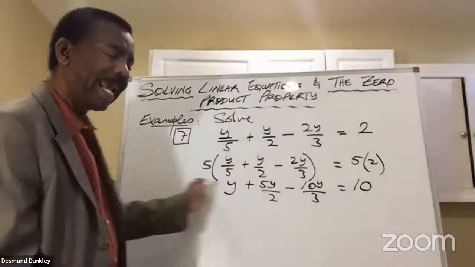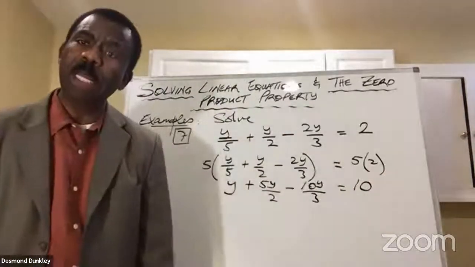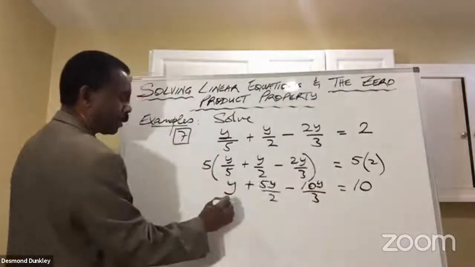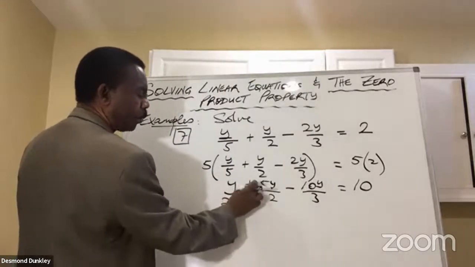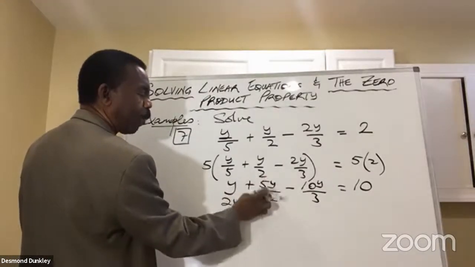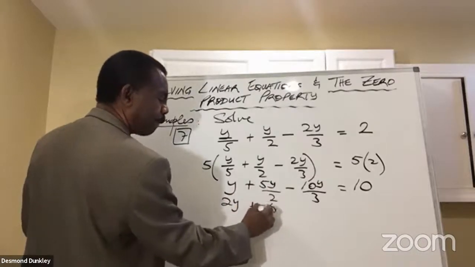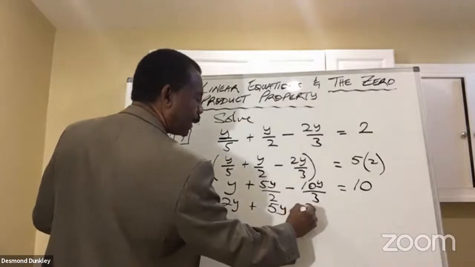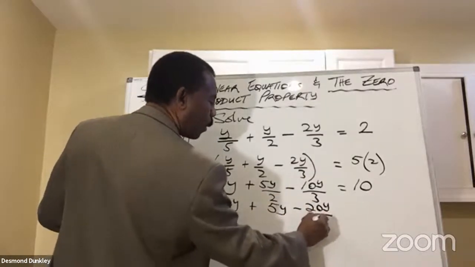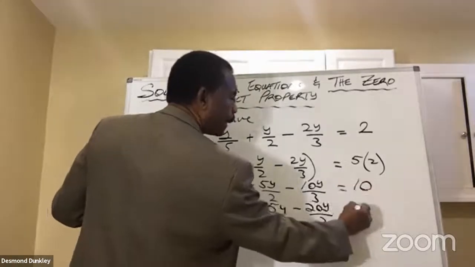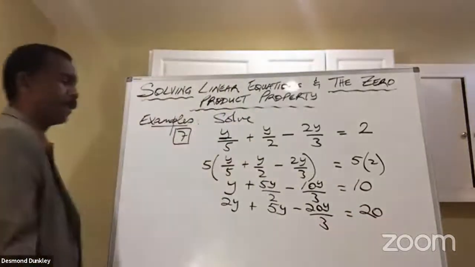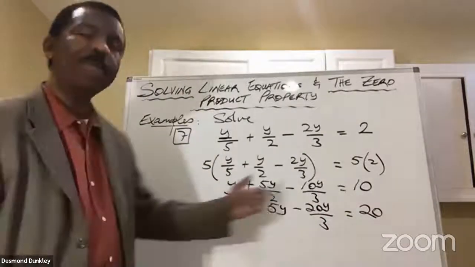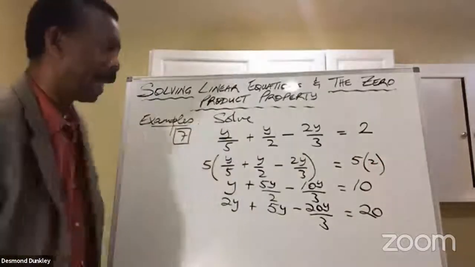Now I'm going to multiply everything by 2. In the interest of space, I'm going to go ahead and multiply everything by 2. 2 times y, 2y. 2 times 5y over 2 is 10y over 2, gives me just 5y. Minus 2 times this gives me 20y over 3. 2 times 10, 20. So now I have just one fraction left. I'm going to multiply everything by 3, and look what happens.